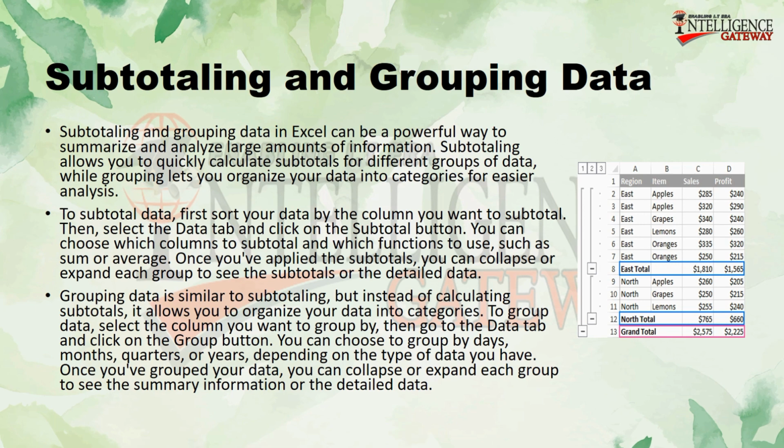Grouping data is similar to subtotaling, but instead of calculating subtotals, it allows you to organize your data into categories. To group data, select the column you want to group by. Then go to the Data tab and click on the Group button. You can choose to group by days, months, quarters, or years, depending on the type of data you have. Once you've grouped your data, you can collapse or expand each group to see the summary information or the detailed data.